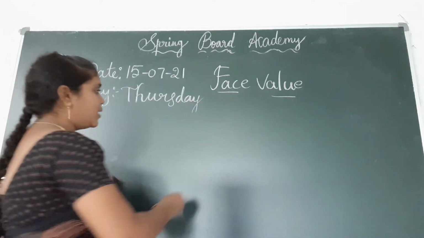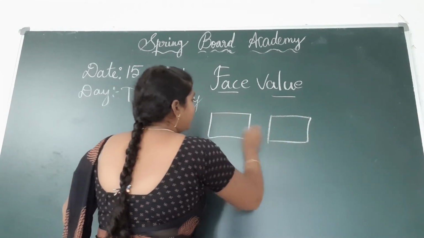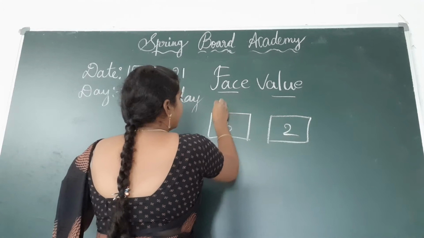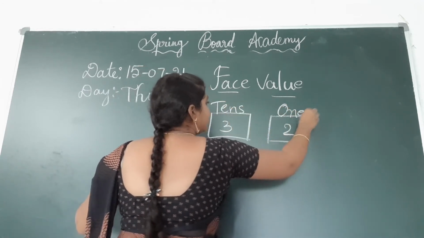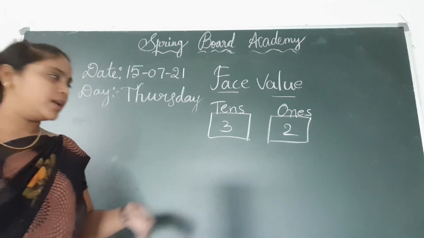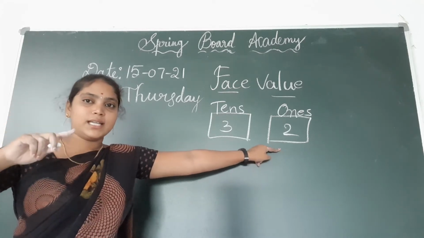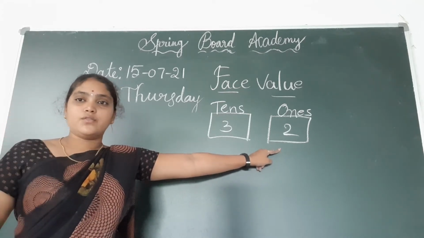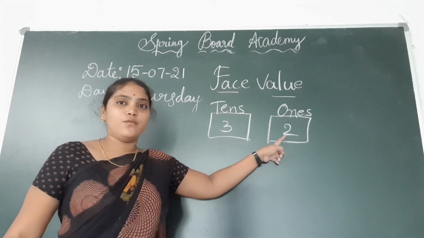Okay, here is one more number given: 32. Okay, 32. Now shall we check? The 2 is in the ones place of the number. So where is the number 2 here, children? In the previous number, 28, 2 is in the tens place. But here 2 is in the ones place.